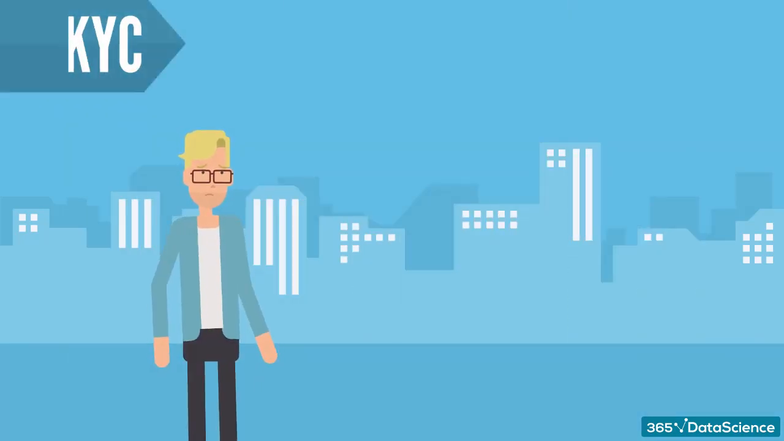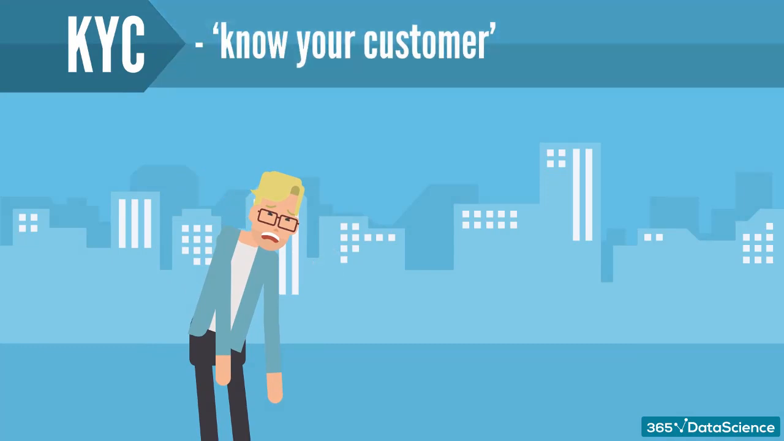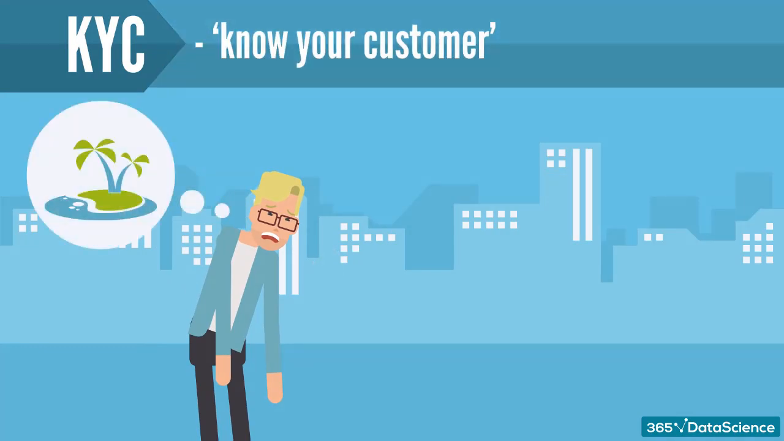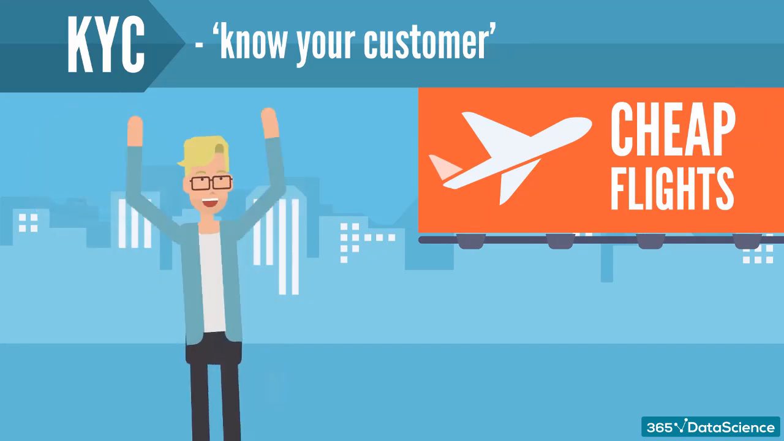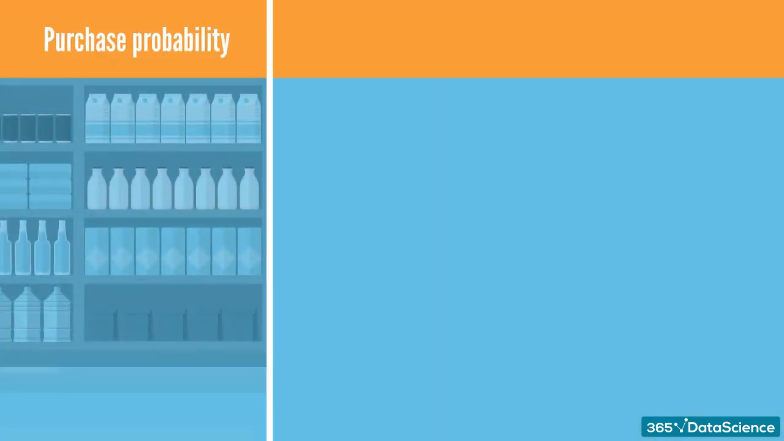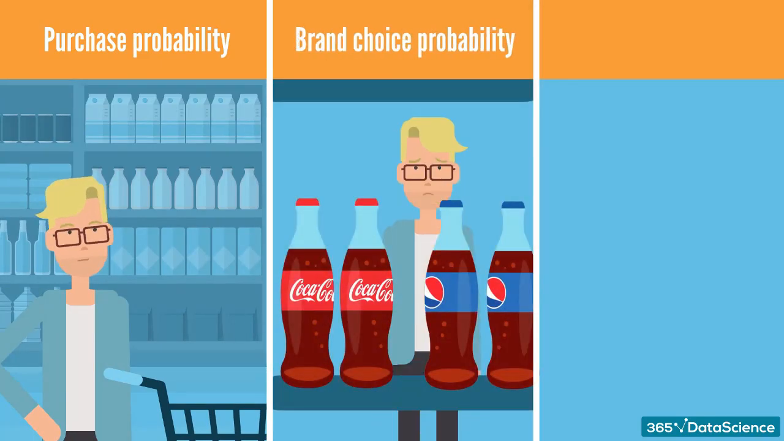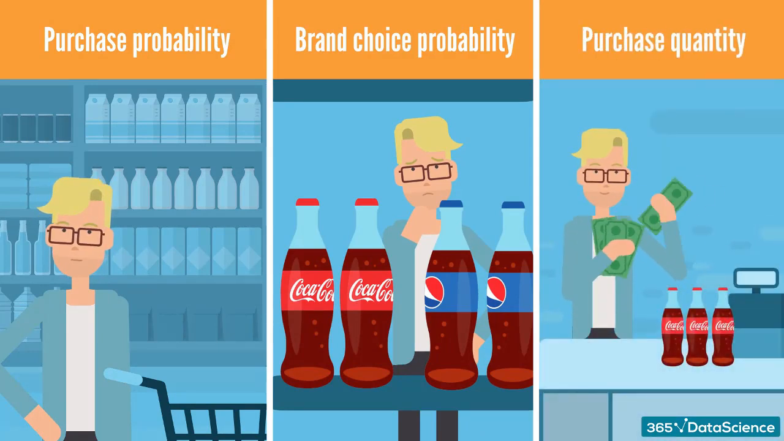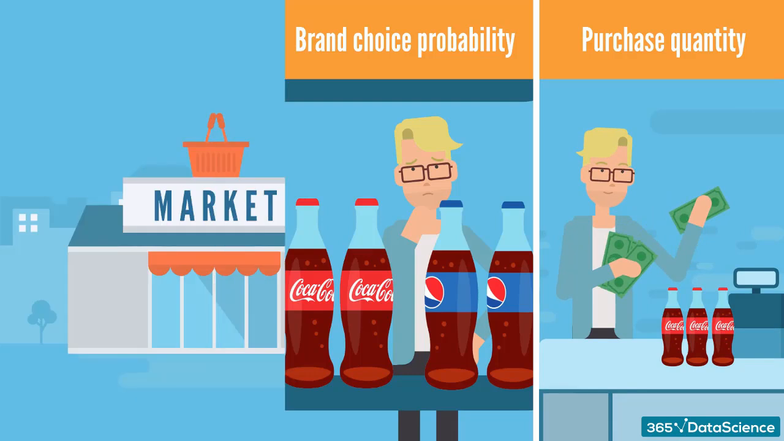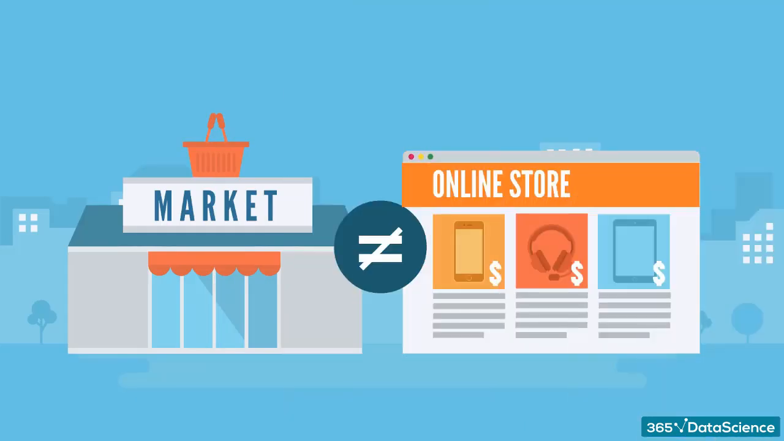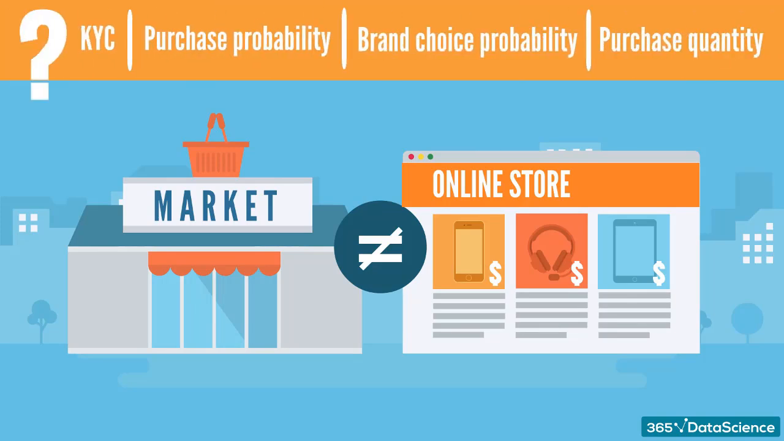Okay, as we mentioned, we'll address 4 key questions in this course. 1. KYC, or Know Your Customer. So, who are the customers and what segments of customers are there? 2. Will a customer buy a product from a particular product category when they enter the shop? 3. Which brand is the customer going to choose? 4. How many units is the customer going to purchase? Let's look at the similarities and the differences between physical and online stores from the perspective of these questions.